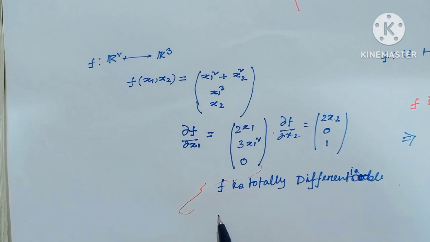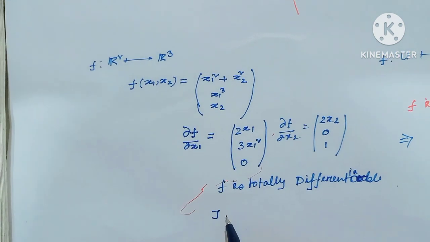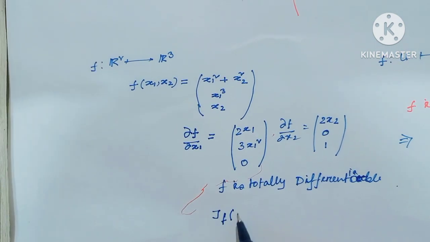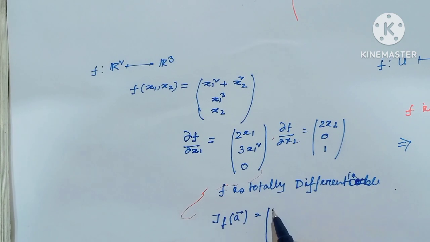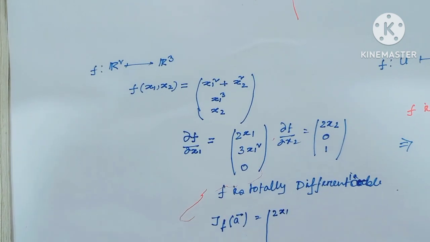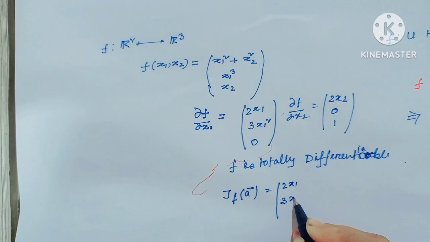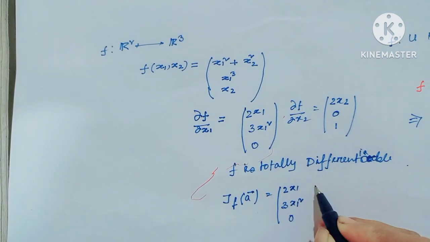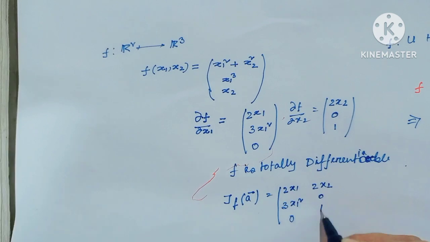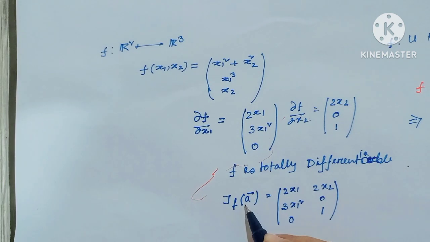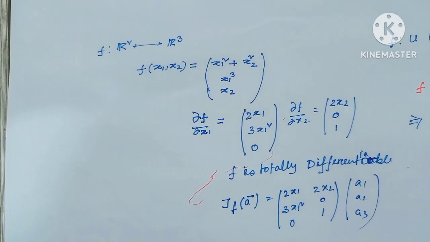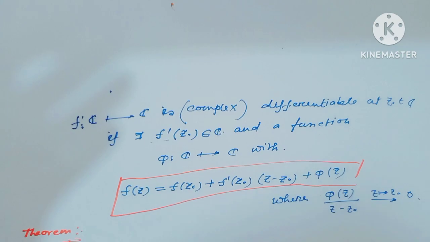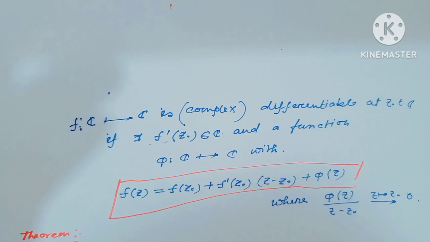And the total derivative would be the Jacobian matrix of f at the point A. This would be: the first column would be 2x1, 3x1 squared, 0, the second column would be 2x2, 0, 1, and at the point A means here A1, A2, A3. Just calculate. Now, complex analysis, I had read.